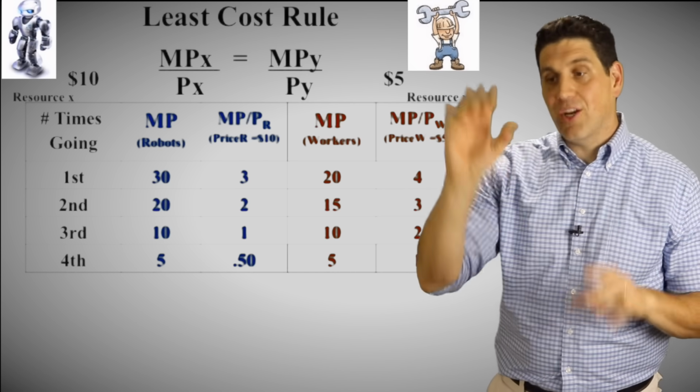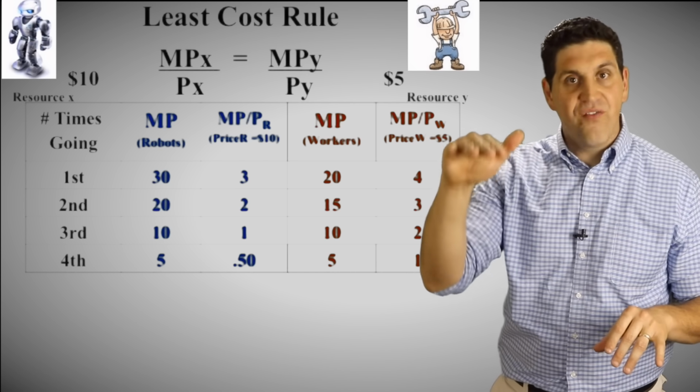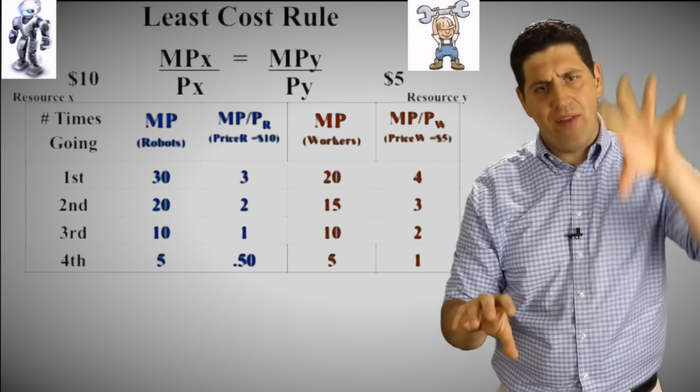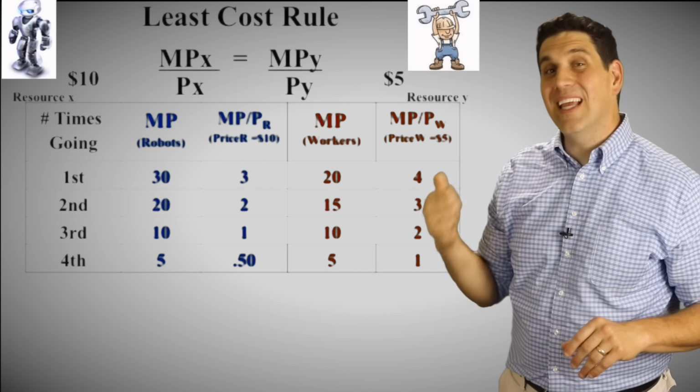If one's higher, I should keep doing that one, right? And that number is going to fall because of diminishing marginal returns. If this one's higher, then I do that one instead. Again, this is called the least cost rule.